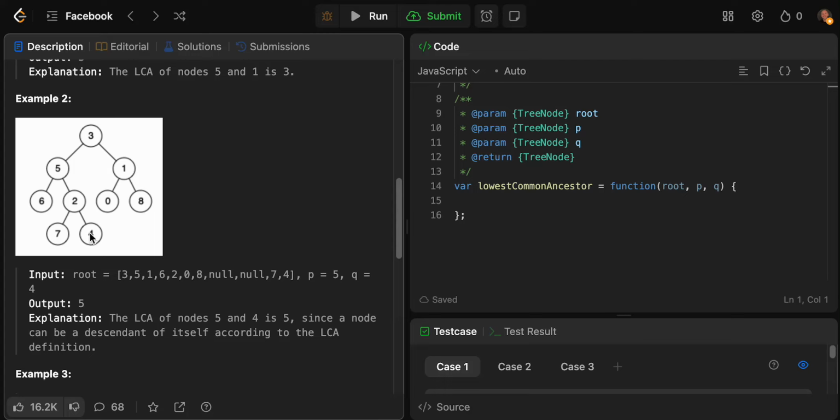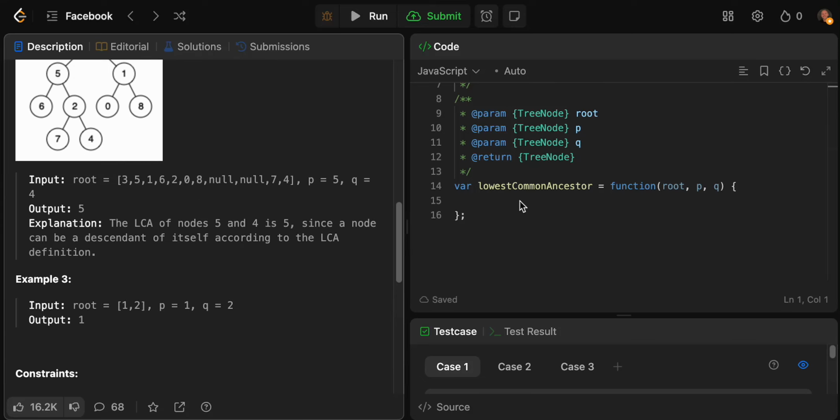So if our q was 4 and our p was 6, again, the LCA would still be a 5. If we had a 4 and a 7, it would be a 2. If we had a 4 and a 0, it would be this 3 up here. It is where it connects these two nodes with the parent.